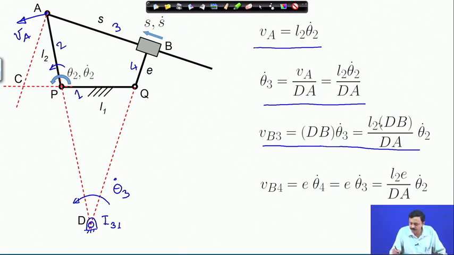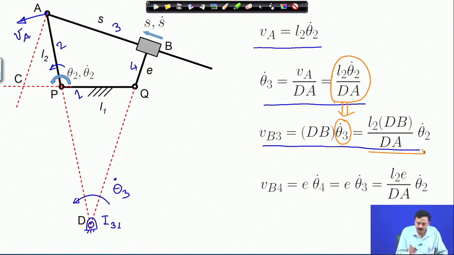Now, here I have just replaced this theta 3 dot in terms of theta 2 dot. This I have replaced to get this expression.